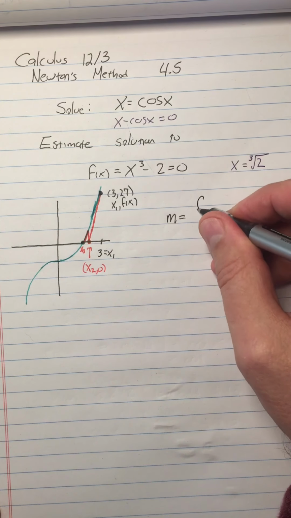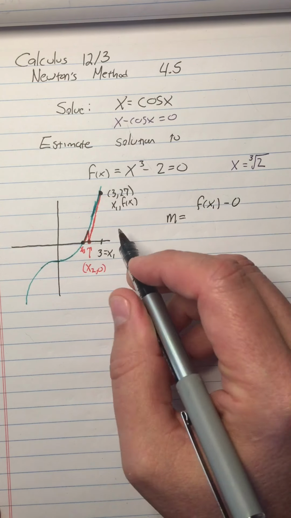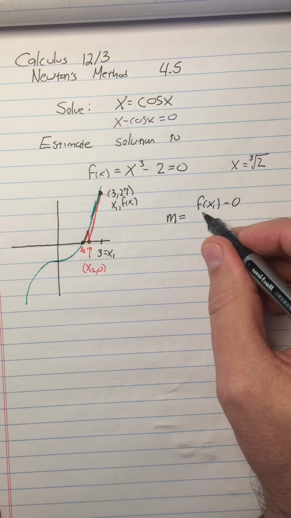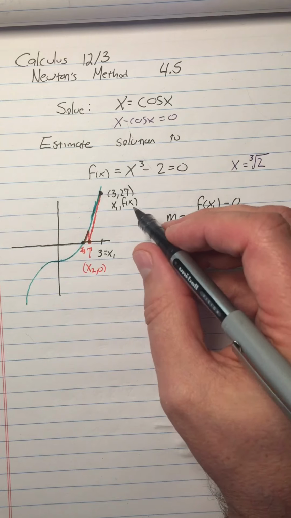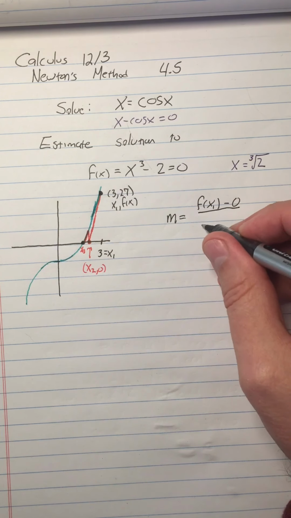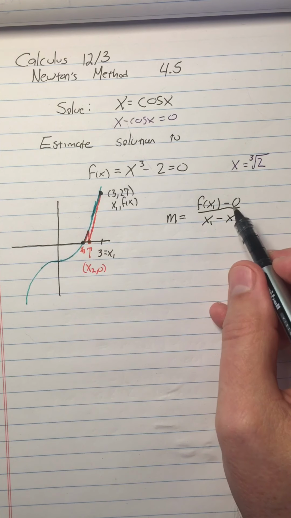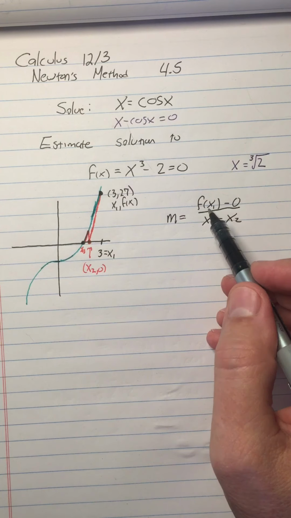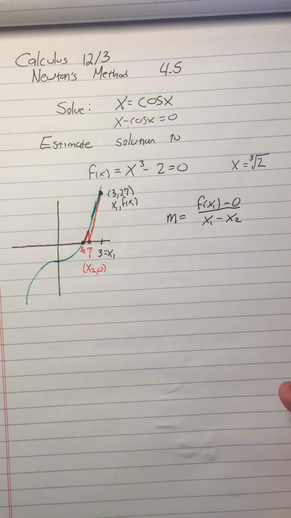So I'm going to have my slope be f of x1 minus 0. I'm using this as the y2 and this is the y1, but you don't have to worry about that. Then down here I want the x's, so x1 minus x2. You could also think of this as f of x1 minus f of x2 over x1 minus x2, which would be equal to f of x2 minus f of x1 over x2 minus x1, which reverses the order or changes the designations of the subscripts, however you want to look at it.